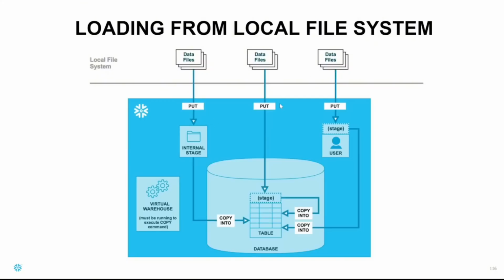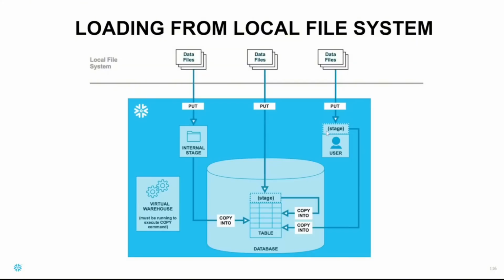There are three ways in which we can do it. One, if you have data in a local file system, you put that file into an internal stage, and from there you can run a copy command to load the data into a table. Or if you have data in a local system, you can directly put that file into a stage which exists on a table, which we call a table stage, right? And from there, you can use the copy command to load the data into the same table. There is also a user stage.